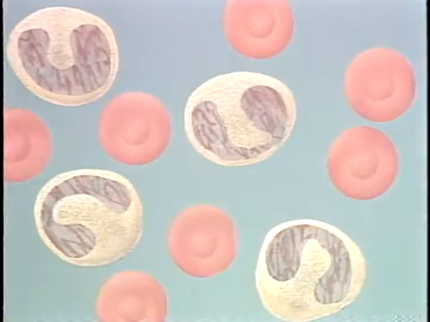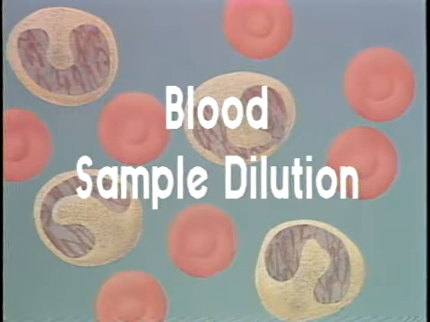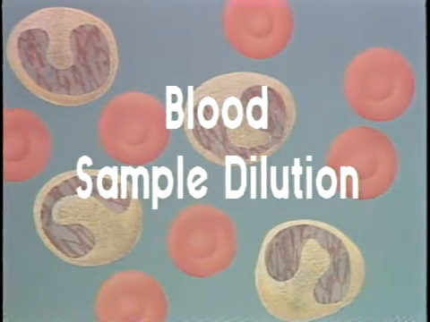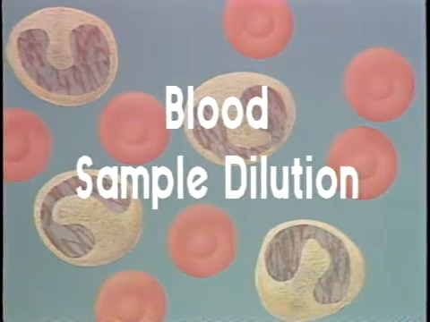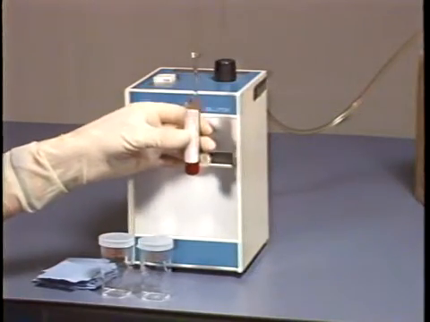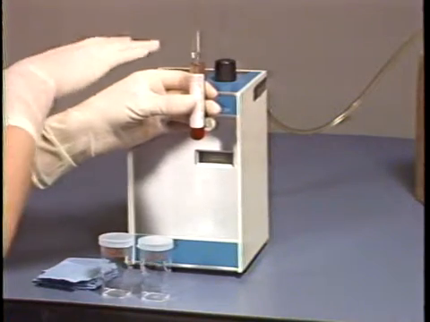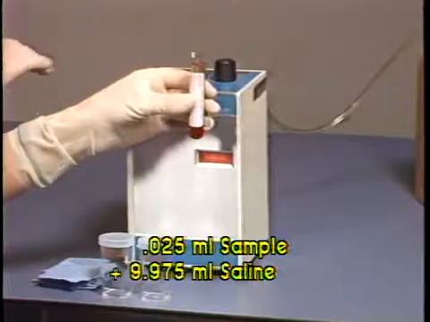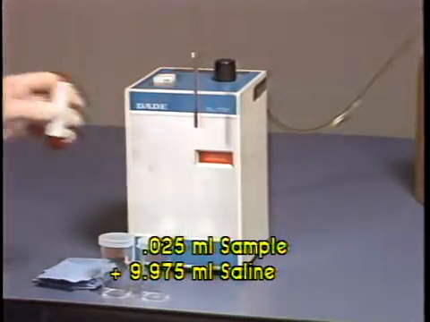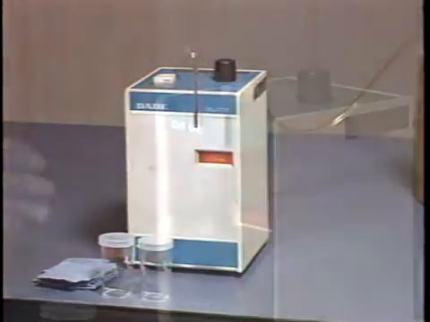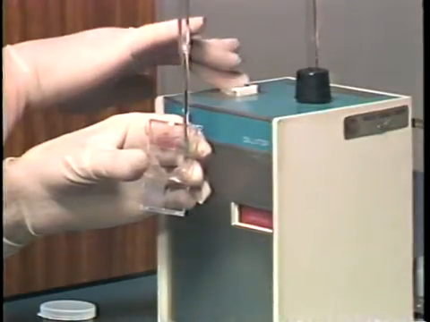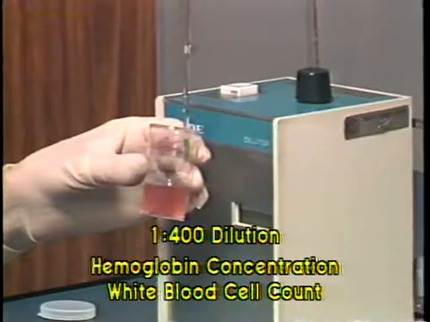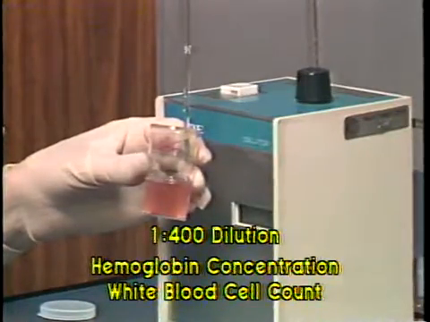Prior to testing, the blood sample is diluted with an isotonic buffered saline solution using an automatic diluter. Two different dilutions are required. For the first dilution, the automatic diluter mixes 25 microliters, or 0.025 milliliters, of the sample with 9.975 milliliters of saline solution and dispenses the mixture into a vial. This produces a 1 to 400 dilution, which is used for measuring the hemoglobin concentration and the white blood cell count.